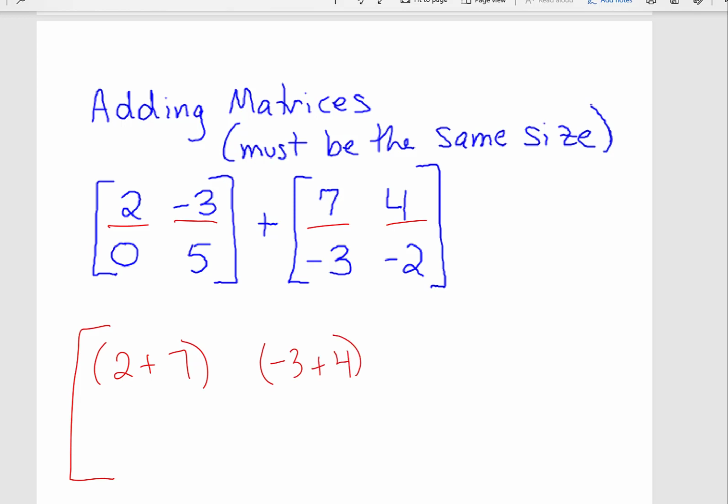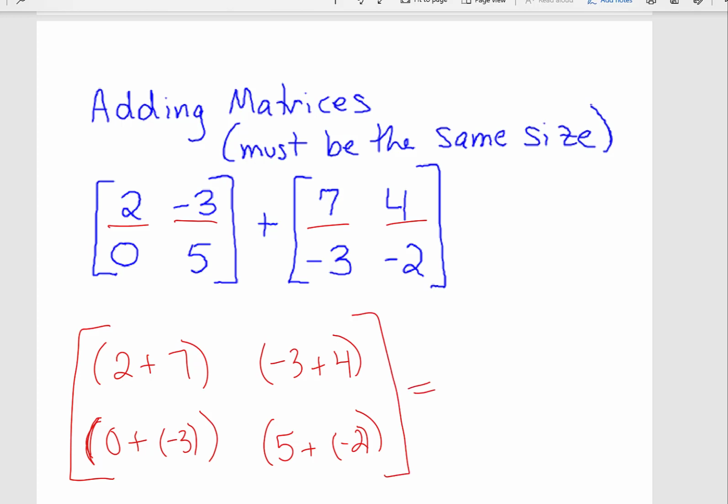And then if I move down to the bottom left, I have 0 plus -3. Should have put brackets around that one. And then in the bottom right, I have 5 plus -2. Okay, but I'm going to simplify that.